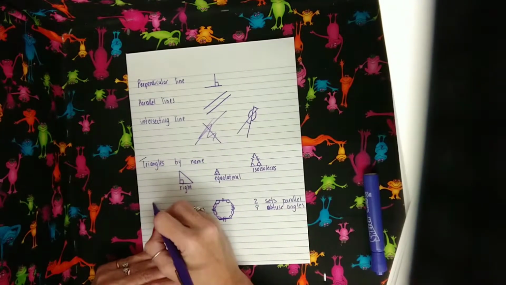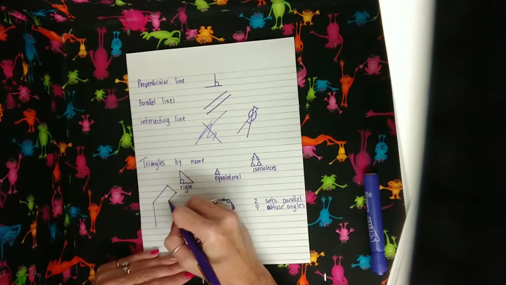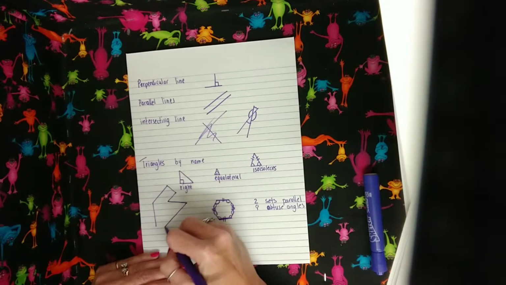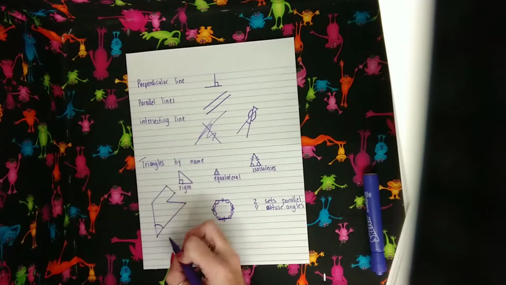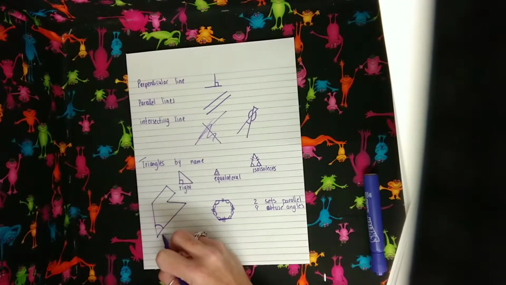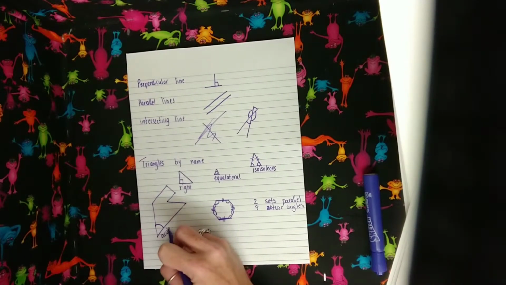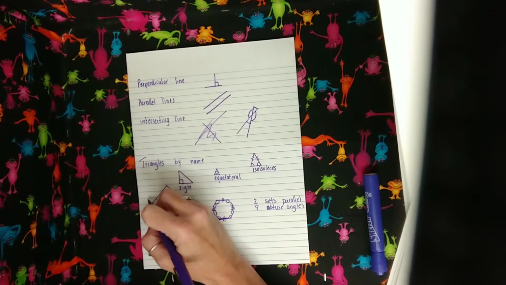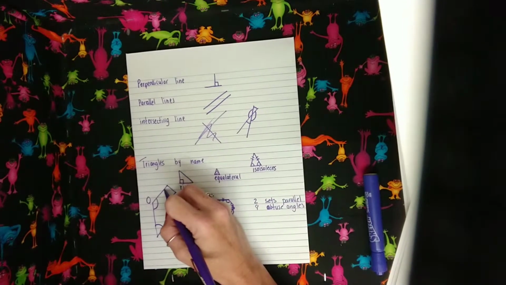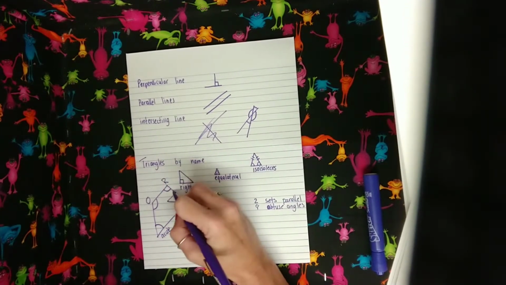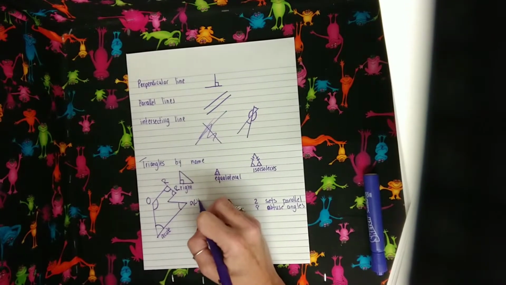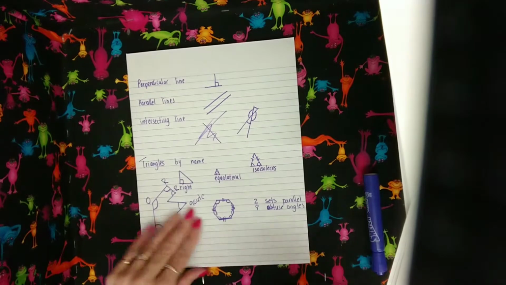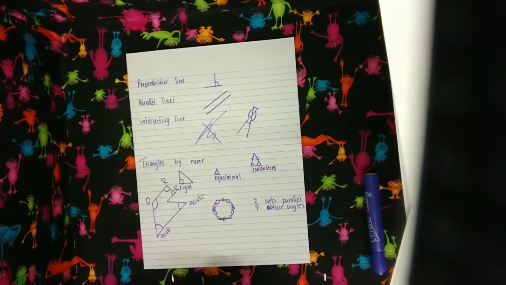They have to be able to look in a shape and determine what type of angle. So I can determine that this is an acute angle because it's a small angle. I could see that this is an obtuse angle. This is a right angle. This is a right angle. And this is an acute angle. So they have to be able to look at a shape and determine what type of angles they are.